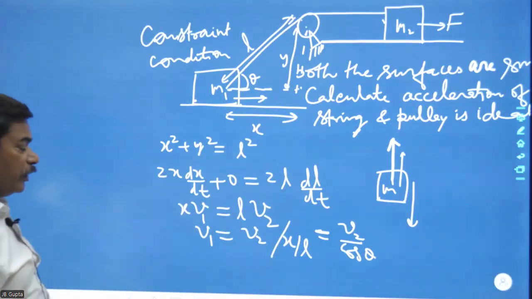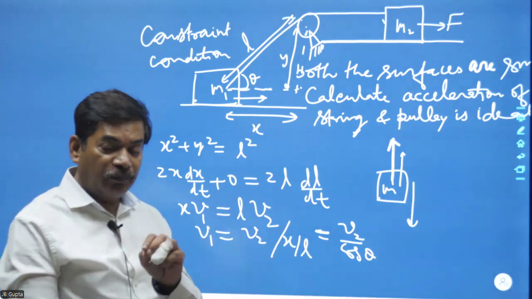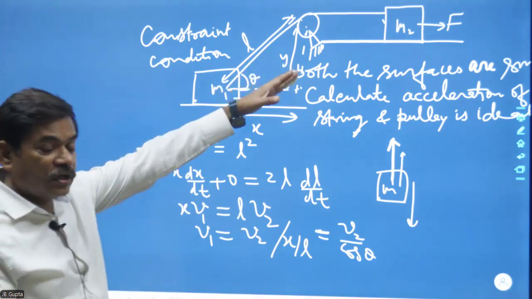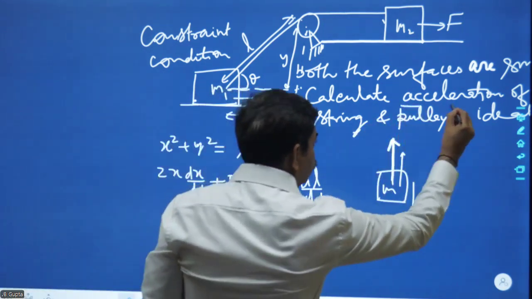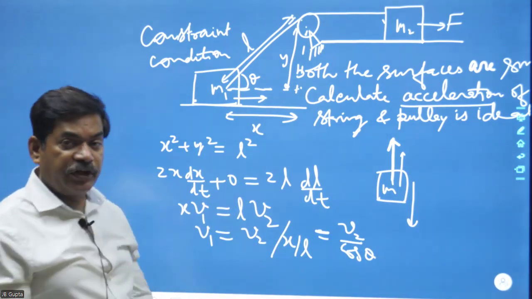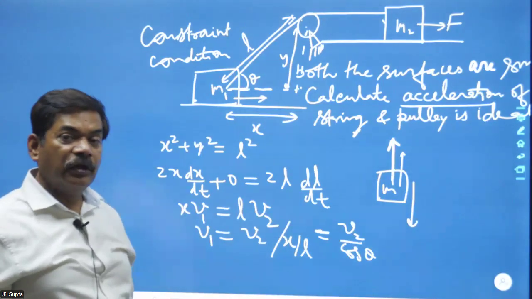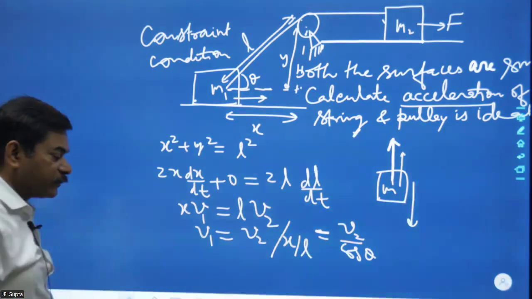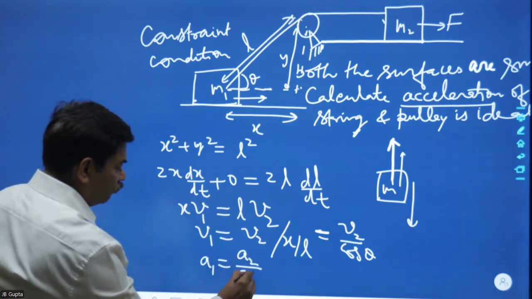Similarly, if you want to relate the acceleration, aap further differentiate karoge, taking that theta for a moment is a constant. Aapko tab nikala instantaneous acceleration dono blocks ke. Ye jo expressions you have to calculate, these are the instantaneous accelerations. Because these expressions depend upon the theta, these velocities depend upon the theta. So as the theta will change, the velocities and expressions will keep on changing. Right? So instantaneous calculation. So A1 will be equal to A2 upon cos theta.